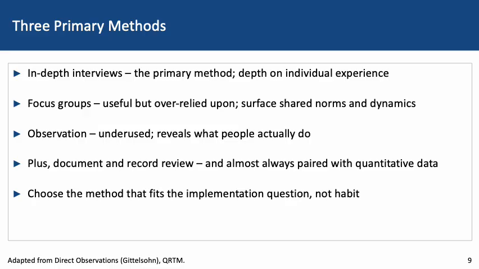Or is the truth of the matter that it lies somewhere in between, that something else is happening in the clinic? Observation is one of those ways in which you could actually get that information and not rely on just the spoken narrative of a given participant in the project as the ultimate way of knowing what happens. And documents and record review are also used, but they're almost always paired with quantitative data.